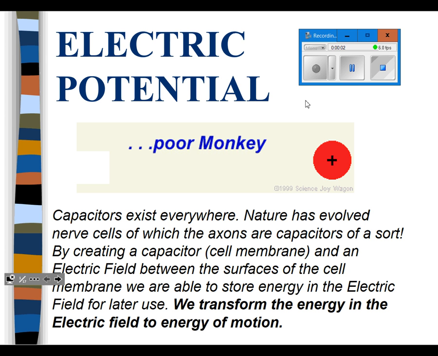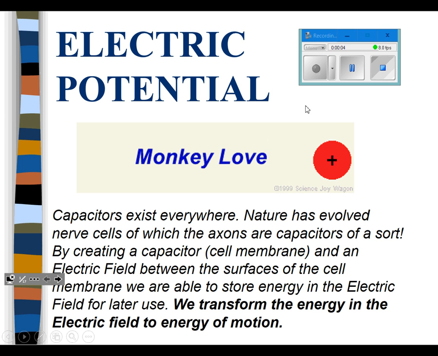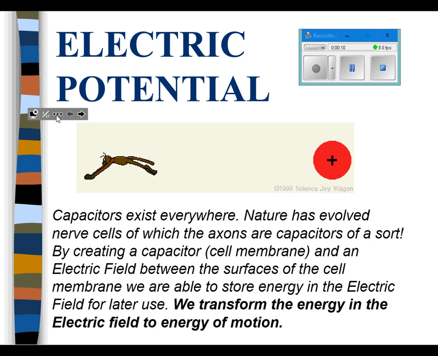All right, ladies and gentlemen, we are going to talk about electric potential. Capacitors use a lot of electric potential, and capacitors exist everywhere. Nature has evolved nerve cells of which the axons are capacitors of a sort. By creating a capacitor cell membrane and an electric field between the surfaces of the cell membrane, we are able to store energy in electric fields for later use.